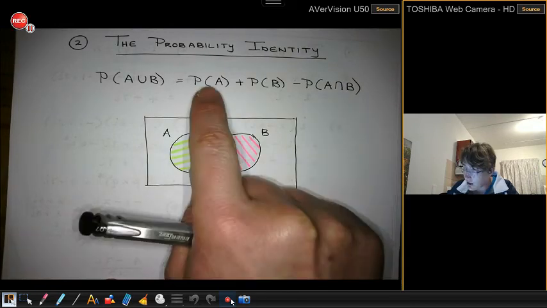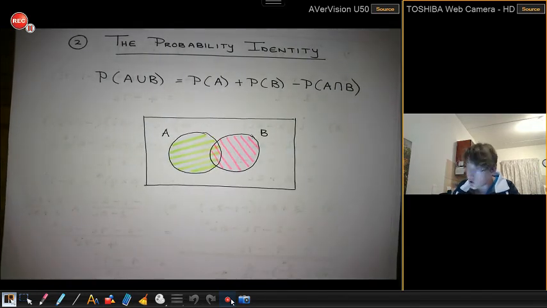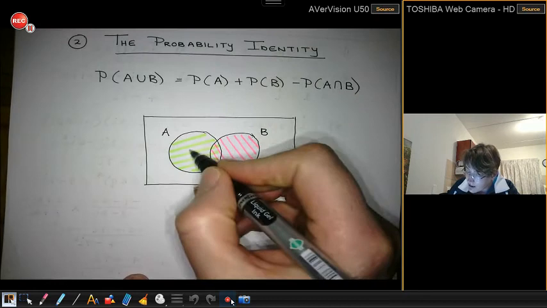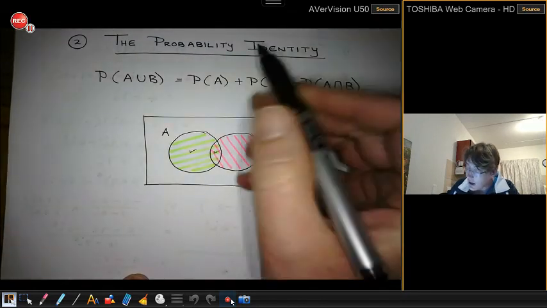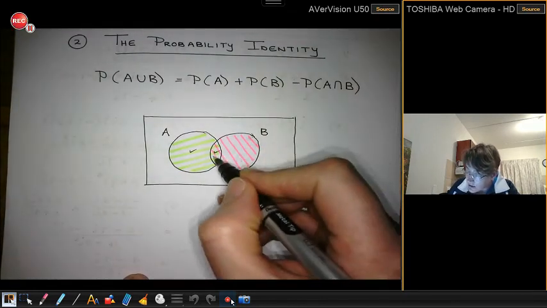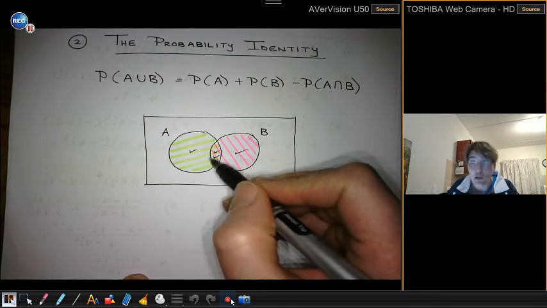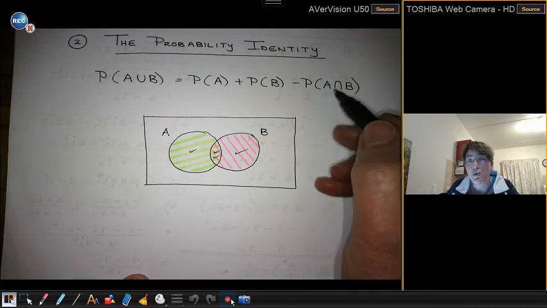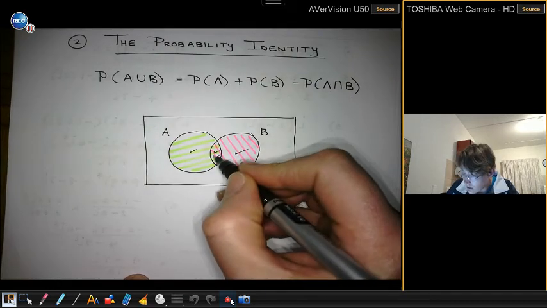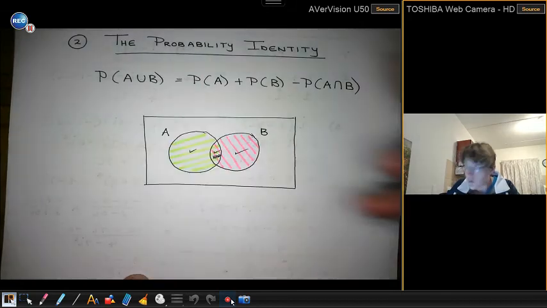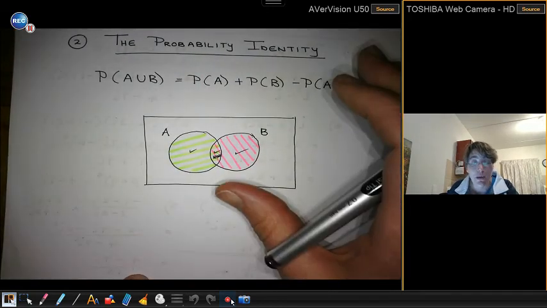So we're saying if I add those 2 spaces, and I'll just show it to you with text as well, probability of A means I add this one and this one. If I add the probability of B, I add this one and this one. But this has now been added twice. So that's why I need to subtract it once so that it's equal to the probability of A or B. So that's just your probability identity, very important probability identity.